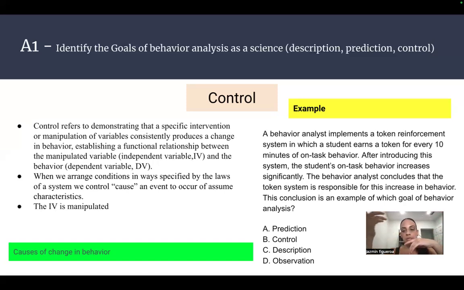So when we introduce the token reinforcement system, we're controlling that environment. We're controlling the behavior that we want to see. We want to increase the on-task behavior. So in this case, it is control.